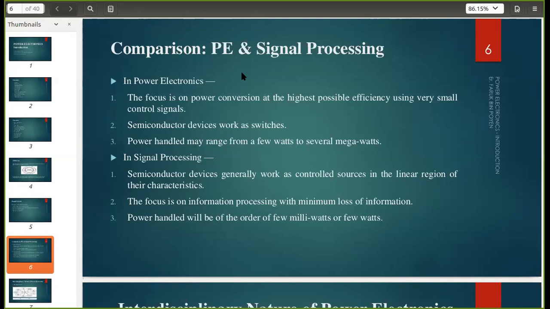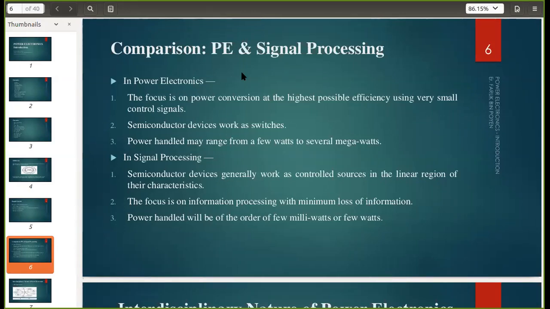Then let us compare two things: power electronics and signal processing. Just before, I was dealing with signal processing, that is digital signal processing. Now let us have a comparison. First is power electronics. In power electronics, I will be focusing more on power conversion at the highest possible efficiency using very small control signals. Whenever you convert any voltage or signal from one form to another, the efficiency should not get reduced. This is the motto, this is what your goal should be.